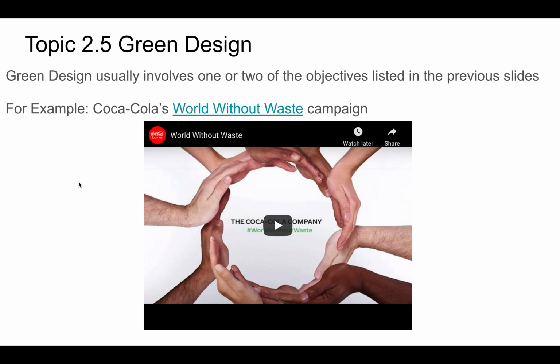Okay, all right. So usually green design involves trying to incorporate one or two of these objectives that we just talked about. So here's an example. This is the Coca-Cola company, and basically what they're working towards is a world without waste. So you can click on this website to see where I got this video, and then please just watch this video.